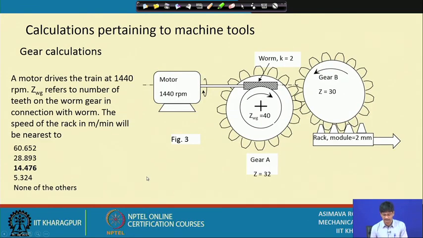Oh my God, quite an elaborate example. So, I will come back to this one, because at this moment we do not have any knowledge of what should be the speed ratio between worm and worm gear. Let us discuss all those aspects.